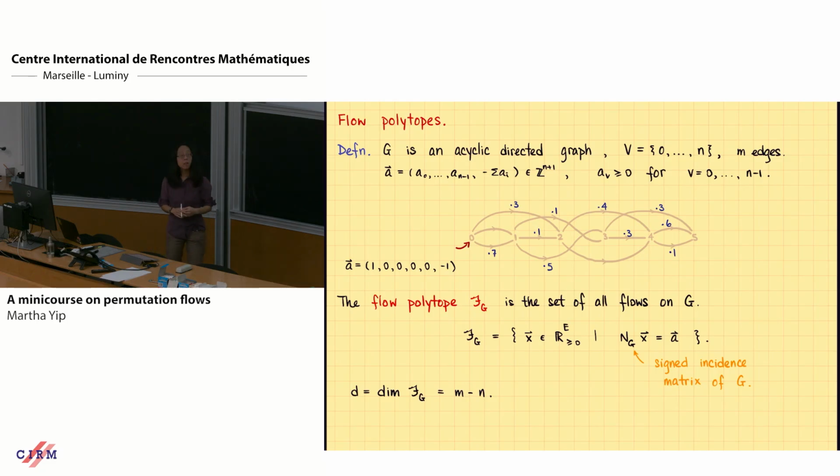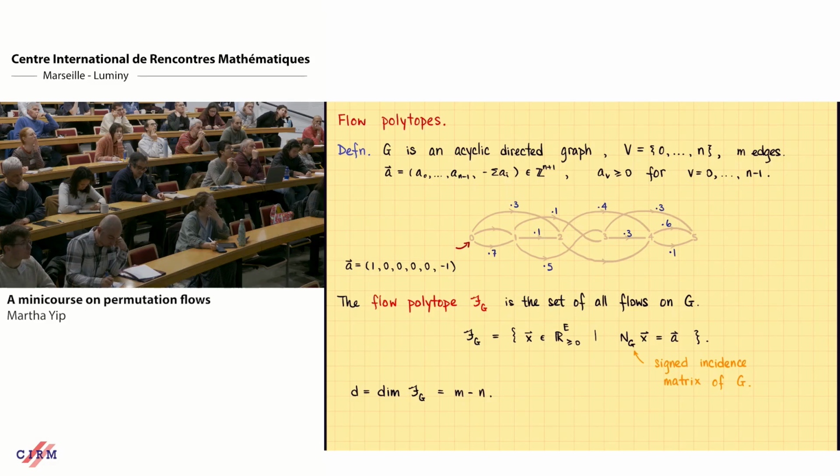Alternatively, the flow polytope is just the convex hull of all possible flows on this graph, but you can also think of this as given by this matrix equation, where N sub G is the signed incidence matrix of the graph G. And one of the facts of flow polytopes is that it has dimension m minus n, where m is the number of edges, and I'm indexing the vertices like this, so it has n plus 1 vertices, but the dimension is m minus n.